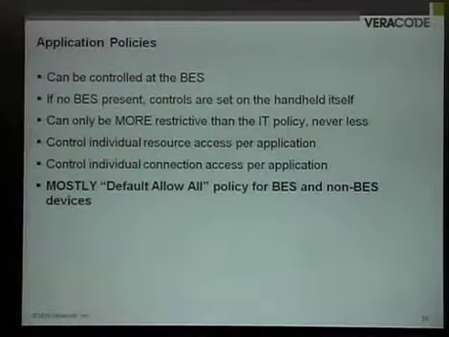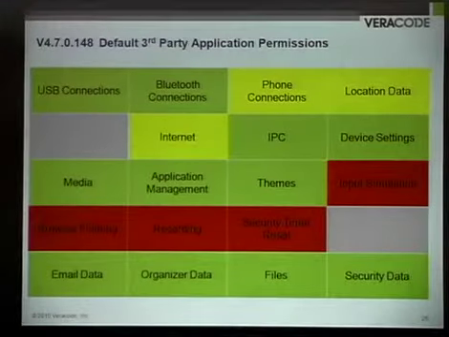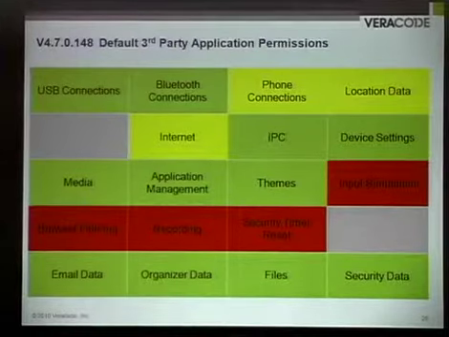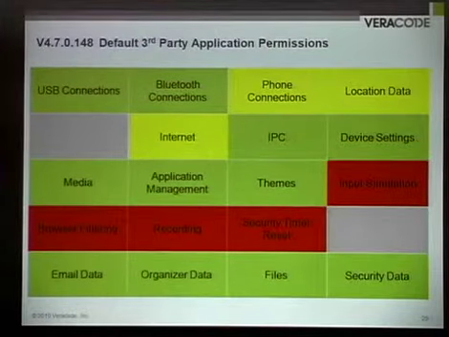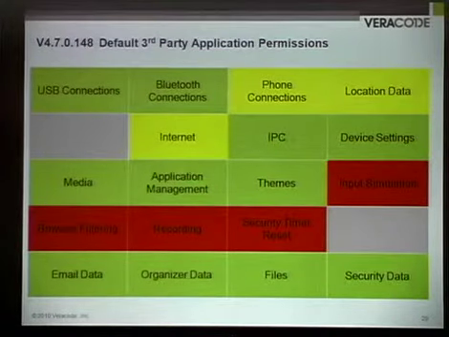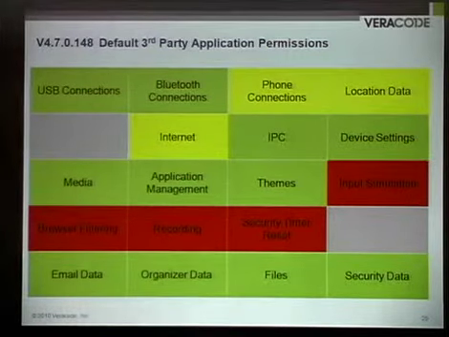So let's look at those policies in detail. This is a 4.7 chart I made for default third-party application permissions. Green indicates that the permission is allowed by default. So when I install a third-party application, all the green things I can access with that third-party application. The yellow things are going to prompt, and the red things are going to be inaccessible to me. The bottom row there is the important row. Email data, organizer data, files. You can access a lot of the content on the phone by default without getting a trusted access permission.